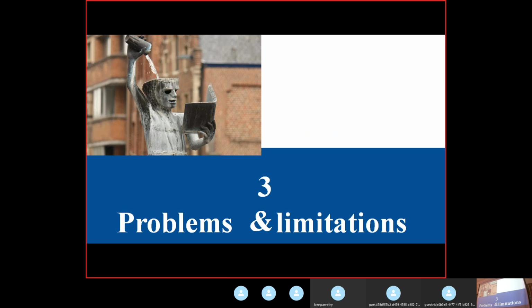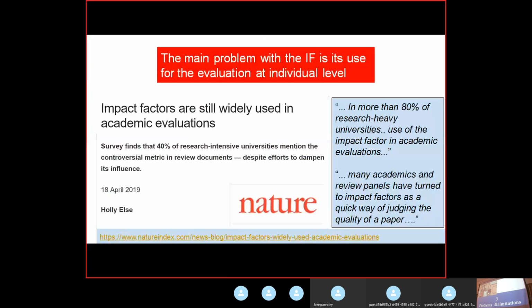Then what are the problems in this model? Impact factors are still widely used in academic evaluations. The impact factor is used in evaluation at the individual level. Many academicians and review panels have turned to impact factor as a quick way of judging the quality of a paper. So it is clear that we should not judge a person or a paper with this impact factor.